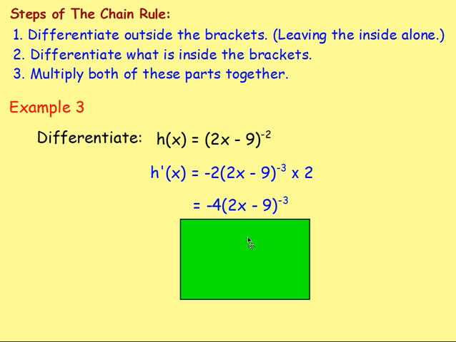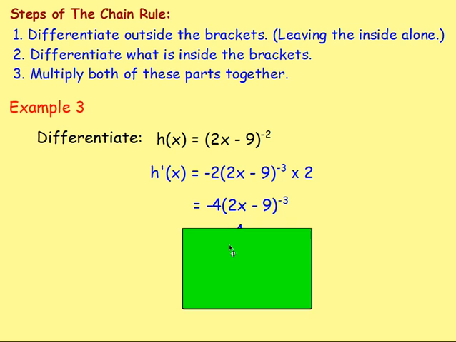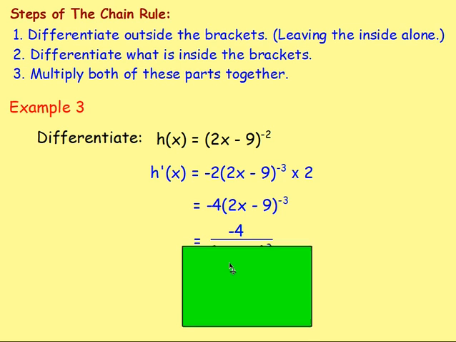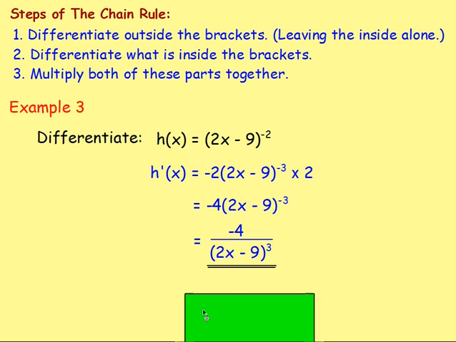Sometimes you're asked for that, so you could just move the bit in the brackets with negative 3 to the bottom of your fraction, leave the negative 4 where it is, so you'd have negative 4 over 2x take away 9, and when you move it from the top to the bottom, the index will change from negative 3 to positive 3. So that is your answer with a positive index.